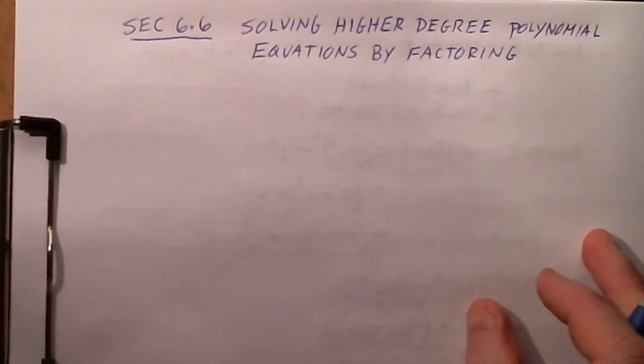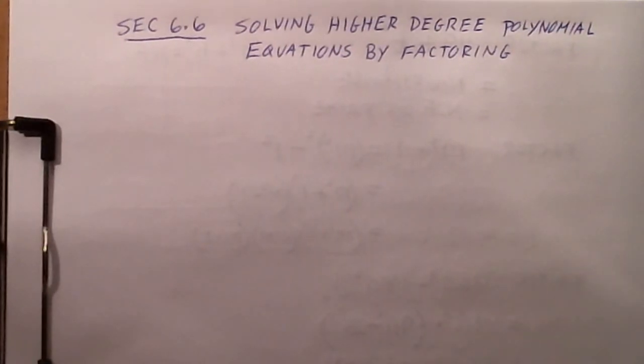And that's why this section comes last at the end of Chapter 6, because we had to, first of all, learn how to factor polynomials in Chapter 6 to have any chance at being successful in solving these higher degree polynomial equations.